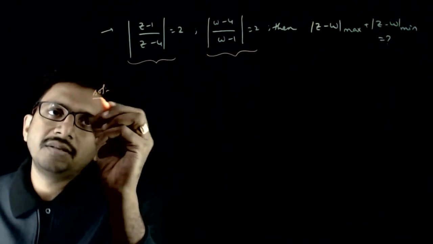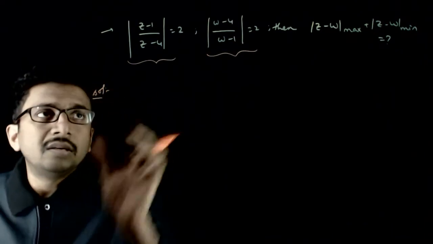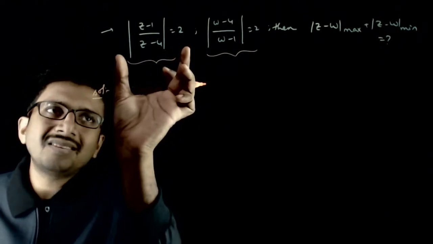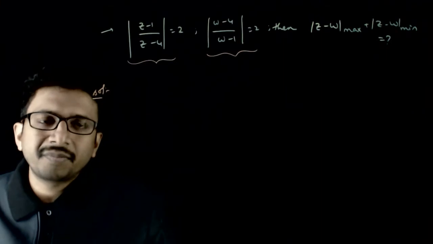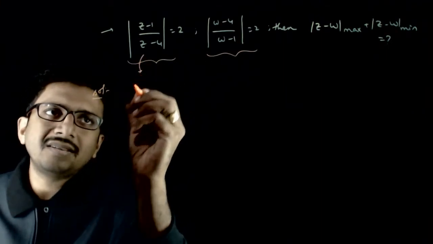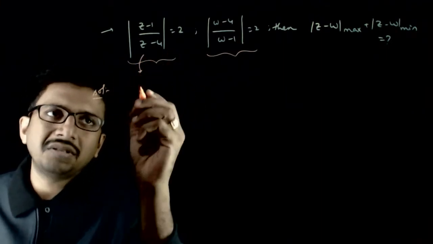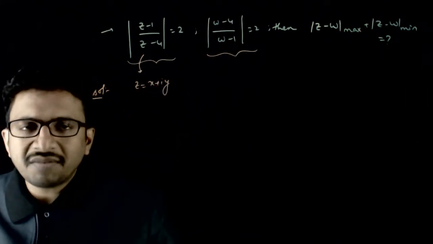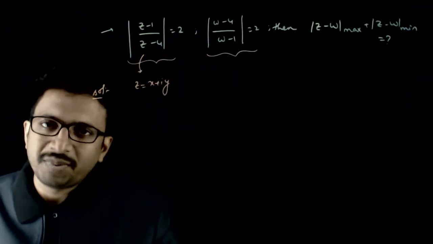So how do I go about doing this? This is an equation of a locus. What does this equation represent? Let us first analyze the equation. Z is equal to x plus iy. So let us take z is equal to x plus iy and see what this locus represents.